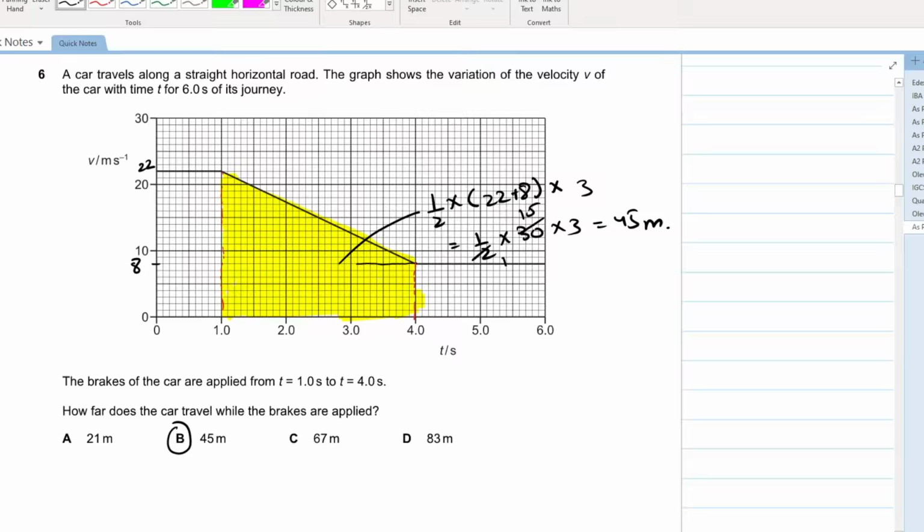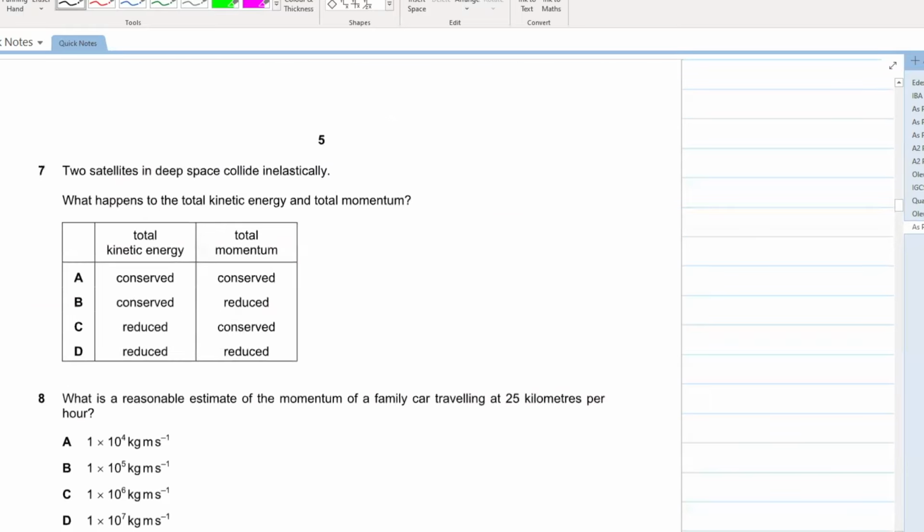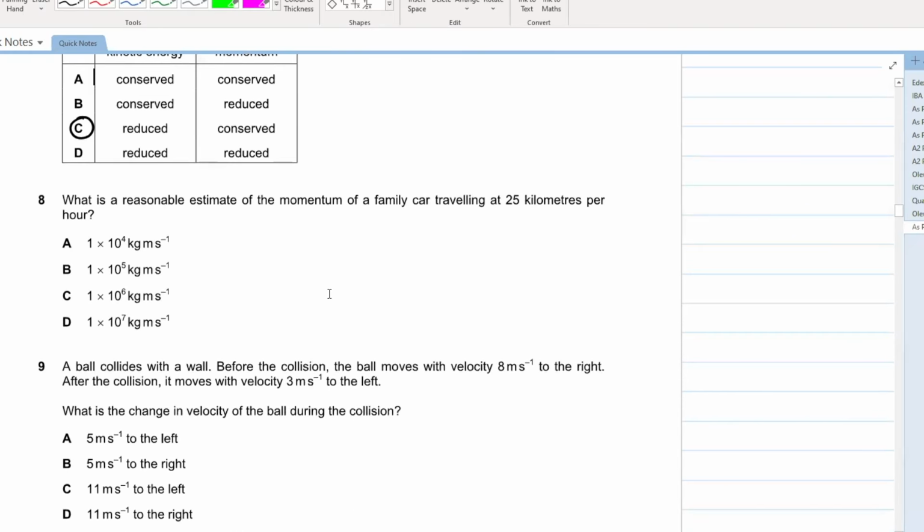Let's move ahead. Two satellites in deep space collide inelastically. What happens to the total kinetic energy and total momentum? If you are colliding inelastically, what will happen? Total kinetic energy will reduce. The total momentum remains conserved. C is your answer.